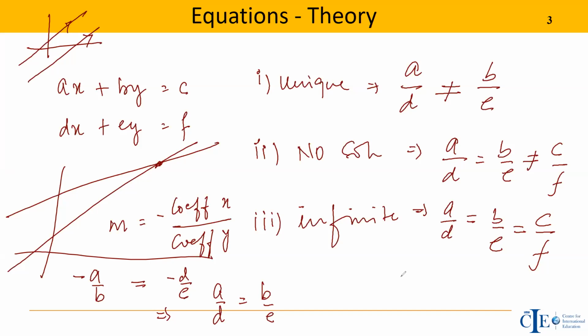If the ratios of x and y are equal but not the constant, it means they are representing two parallel lines at separate distances and hence they will never intersect. Slopes are equal, so there will be no solution. And a unique solution is for a pair where they have different slopes and hence they are going to intersect each other definitely at one point, right? So this is basically the condition that we'll have.